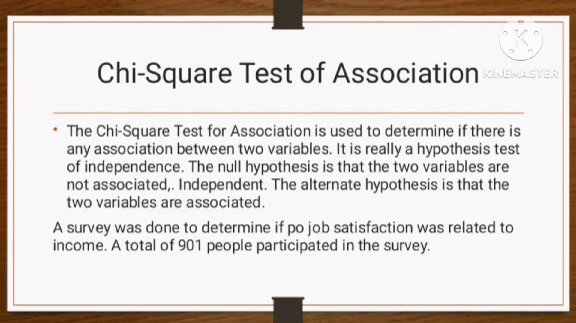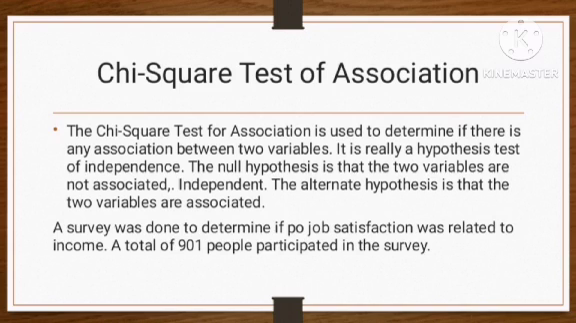And then for the chi-square test of association, the chi-square test for association is used to determine if there is any association between two variables. It is really a hypothesis test of independence. The null hypothesis is that the two variables are not associated, that is, independent. The alternate hypothesis is that the two variables are associated.